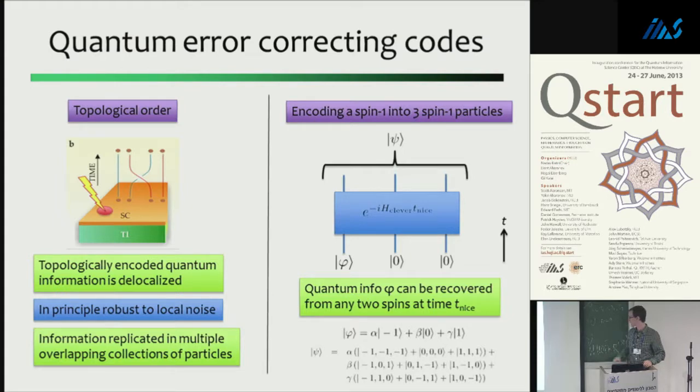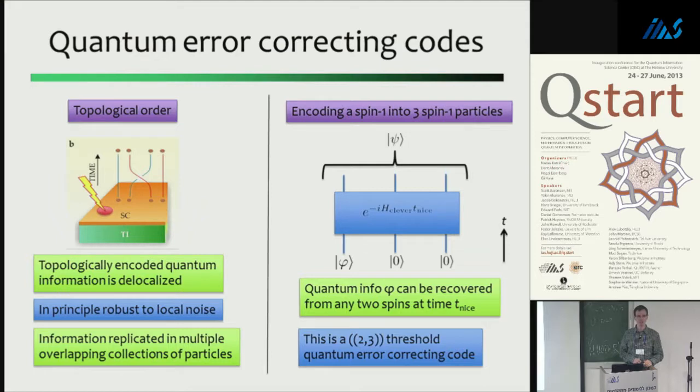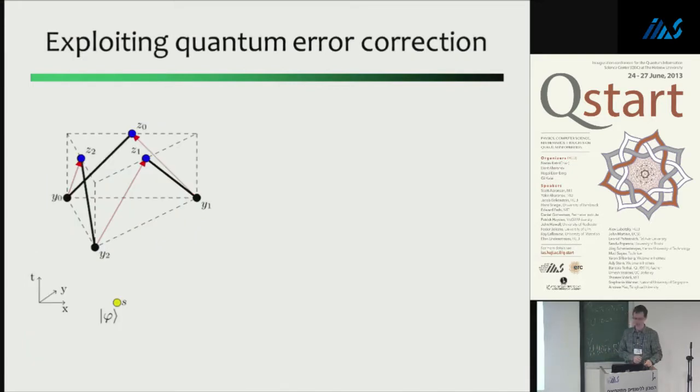And that's what we're going to need. The details of it, I think this is originally due to Dan and collaborators. This is what the state looks like. It's not just the simple GHZ type setup. You need to do something a little bit more sophisticated. And we'll call this a 2-3 threshold quantum error correcting code, just because with any 2 out of the 3 shares, you can recover the quantum information.